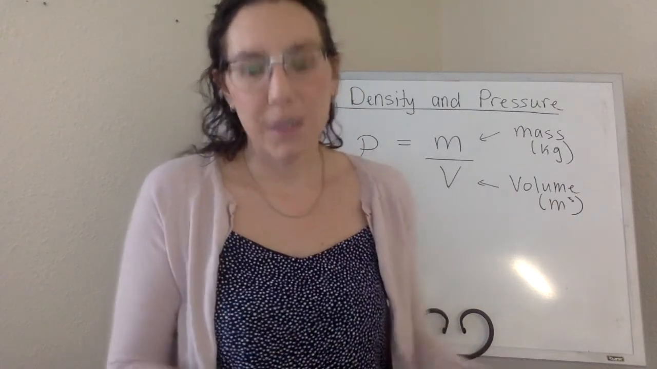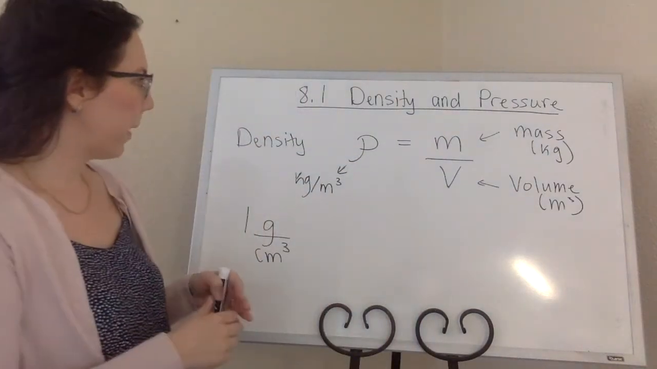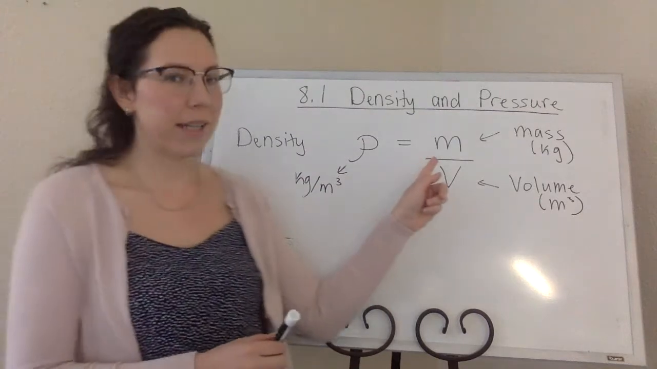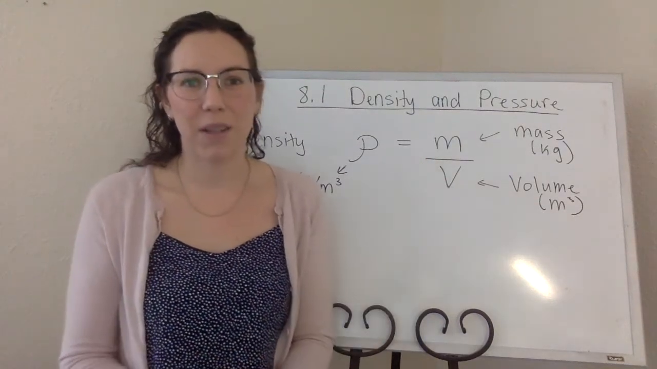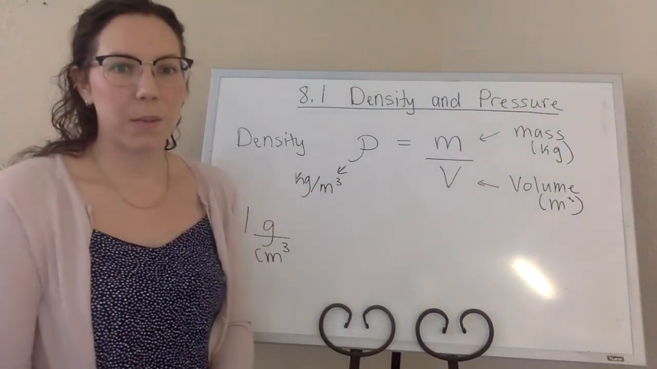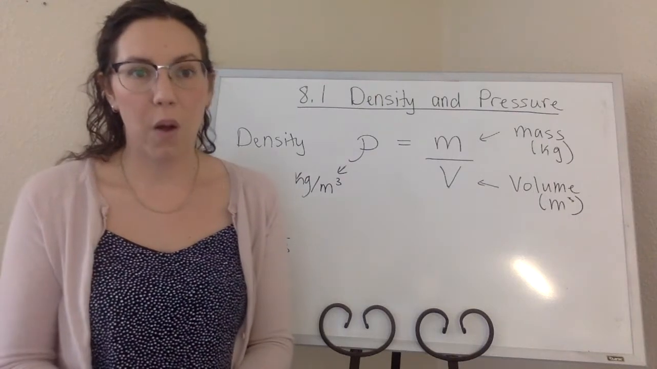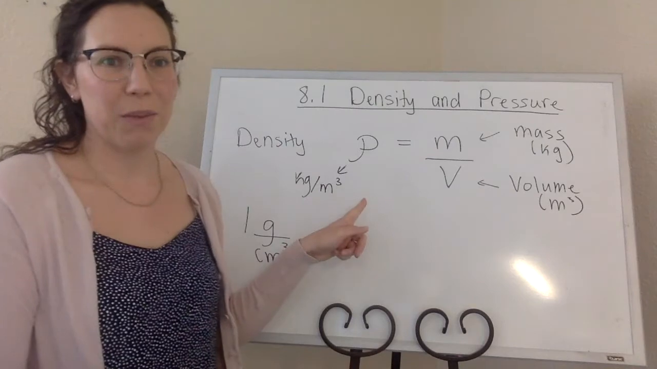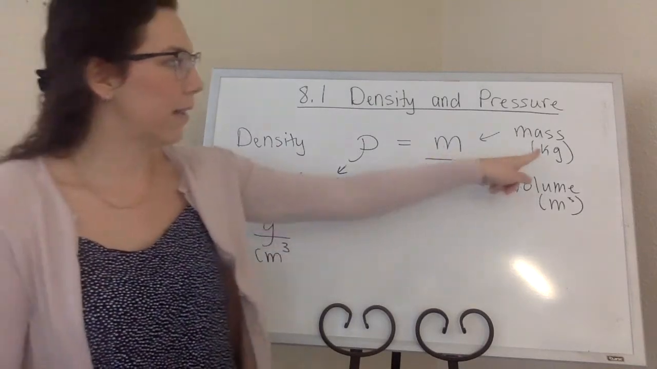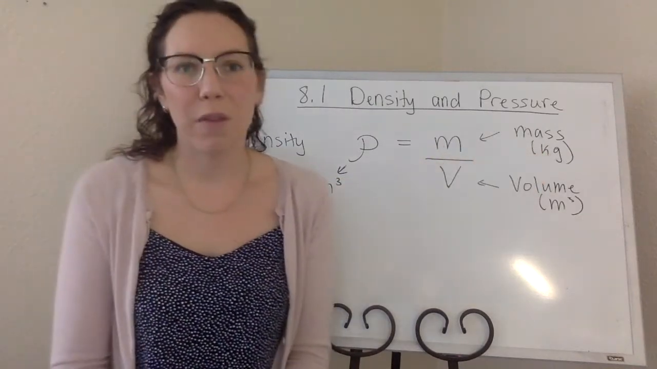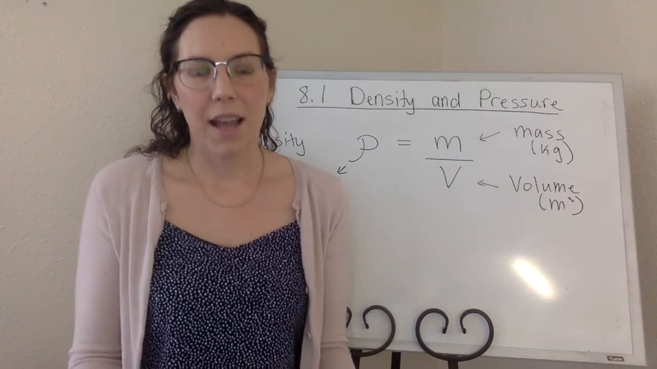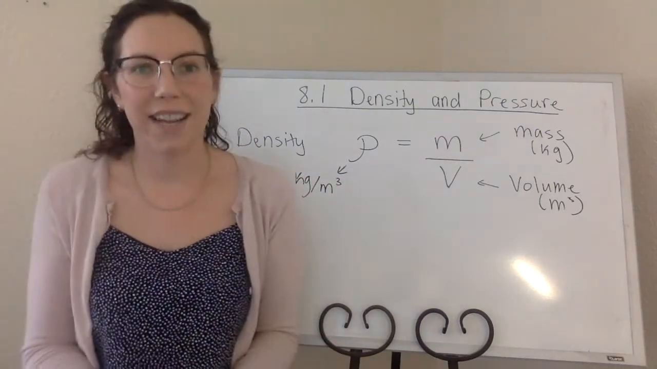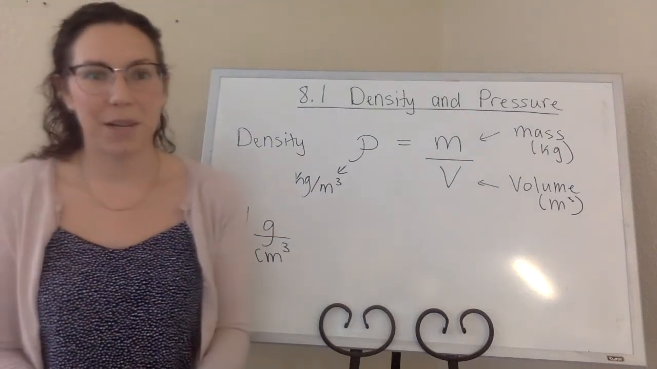Okay, so we've seen this equation for density before, but just to review, the density of a substance is equal to its mass divided by its volume. So our equation looks like this with the symbol for density being rho, and the SI unit is kilograms per meter cubed. Then we have the mass in kilograms over the volume in meters cubed. And these are all the SI units, but another common unit for density is grams per centimeter cubed.